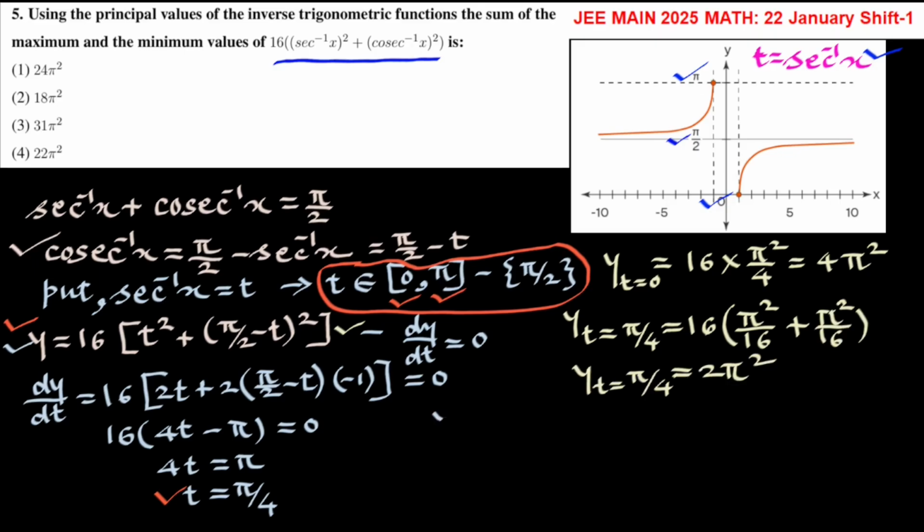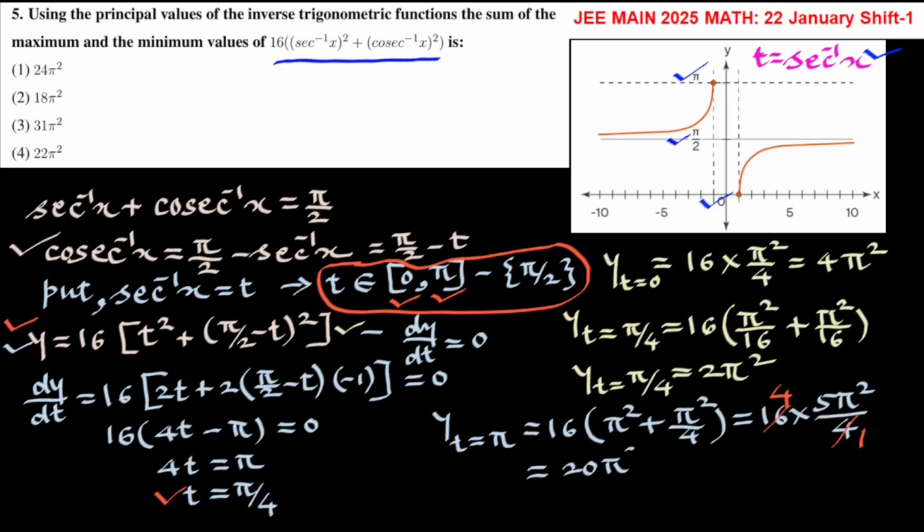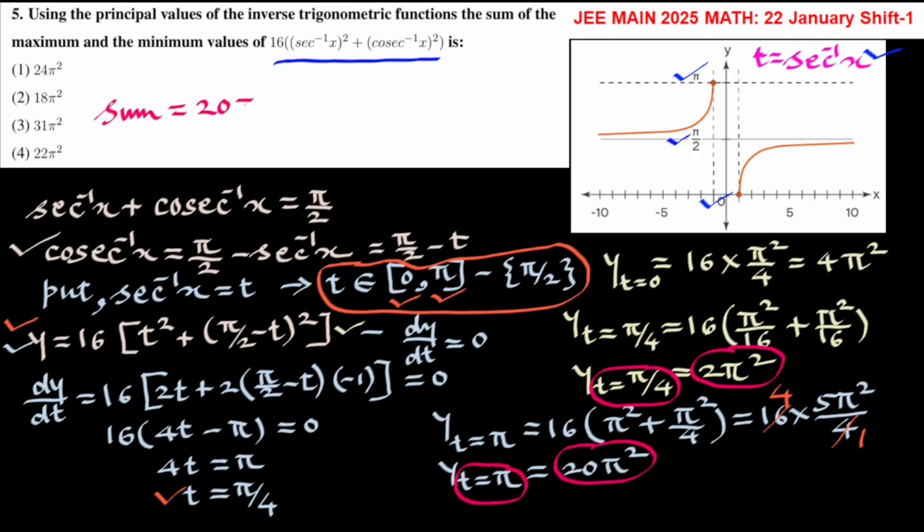Now we will check y at t equals pi: 16 into pi square plus (pi by 2 minus pi), pi by 2 square, pi square upon 4, 16 into 5 pi square upon 4, 20 pi square. So we observe that the least value 2 pi square occurs at t equals pi by 4, and the maximum value 20 pi square occurs at t equals pi, and the sum of these two values is 20 pi square plus 2 pi square, 22 pi square. So the correct answer is option 4, 22 pi square.